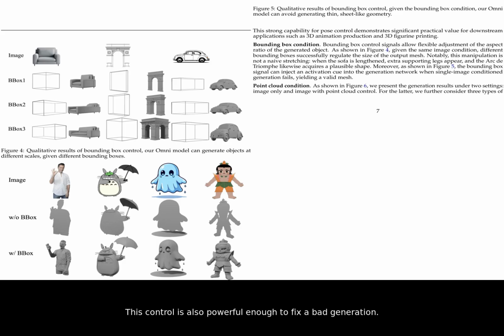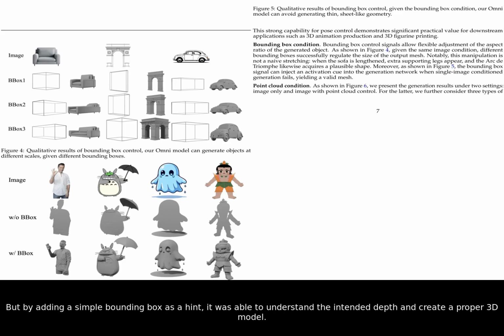This control is also powerful enough to fix a bad generation. Here, the AI initially made a flat, paper-thin mess from the image of a person. But by adding a simple bounding box as a hint, it was able to understand the intended depth and create a proper 3D model.